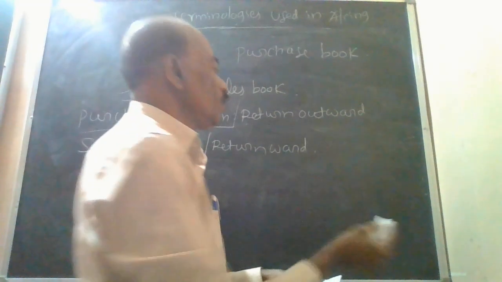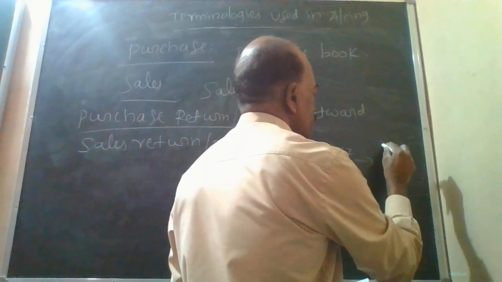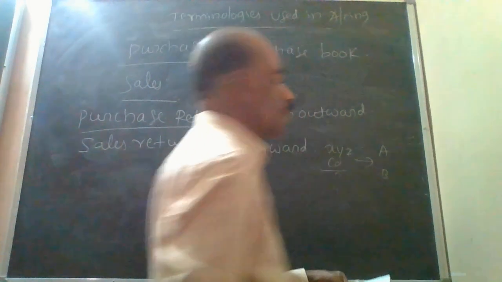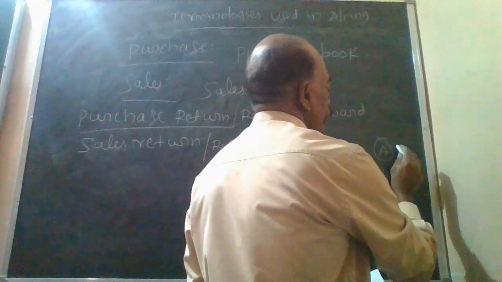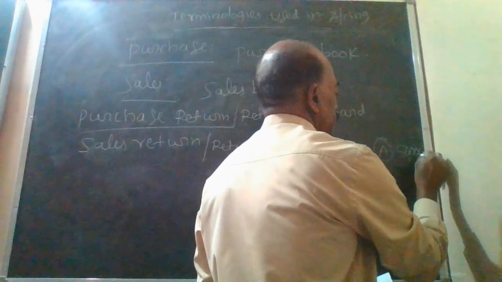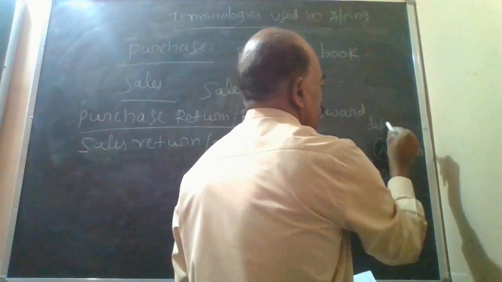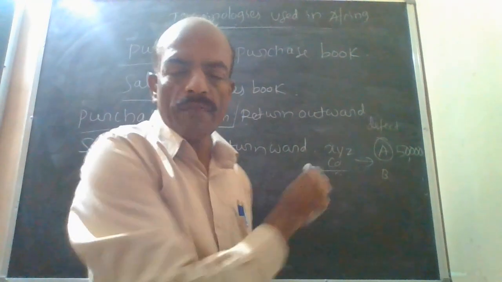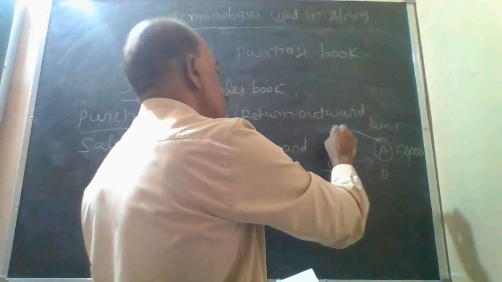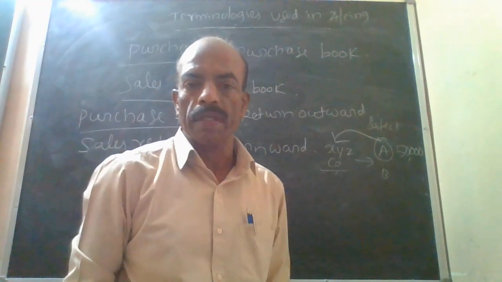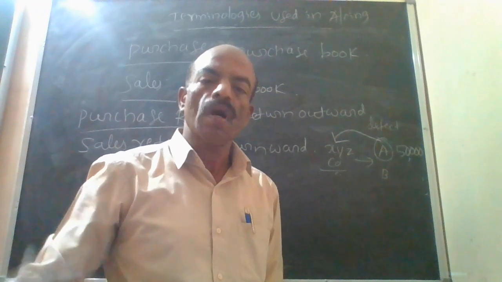So sales return. Ours is XYZ company. We sold goods to different customers, A, B. One of the customers, A, we sold 50,000 value of goods to. But Mr. A finds out certain defects or damages are there in his goods. Now Mr. A will return the goods to our company, XYZ company. Because of defects and damages, the customer returns the goods to our company.